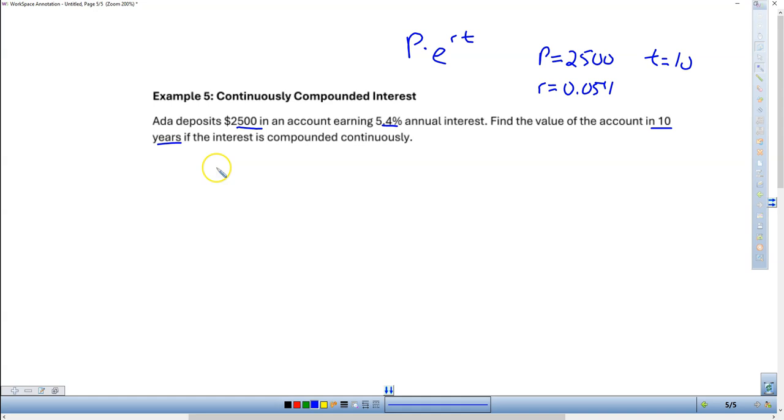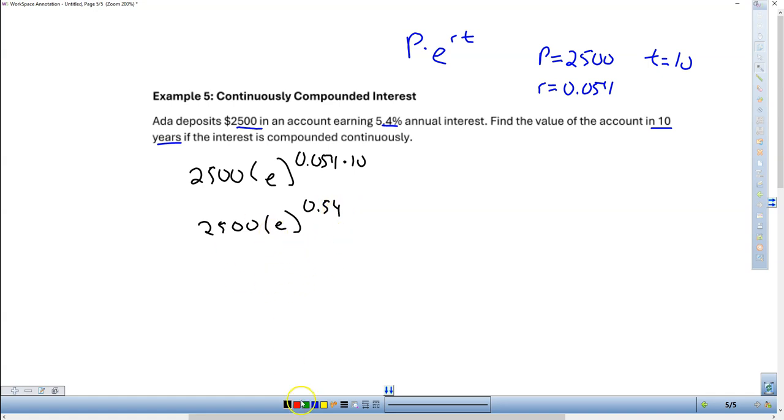So plugging everything into our formula, I'm actually going to switch this over to the black ink real quick so I can distinguish that. Let's make that 2,500 times e raised to the power of our rate, so 0.054 times 10, which of course we could rewrite as 2,500 times e to the power of 0.54.